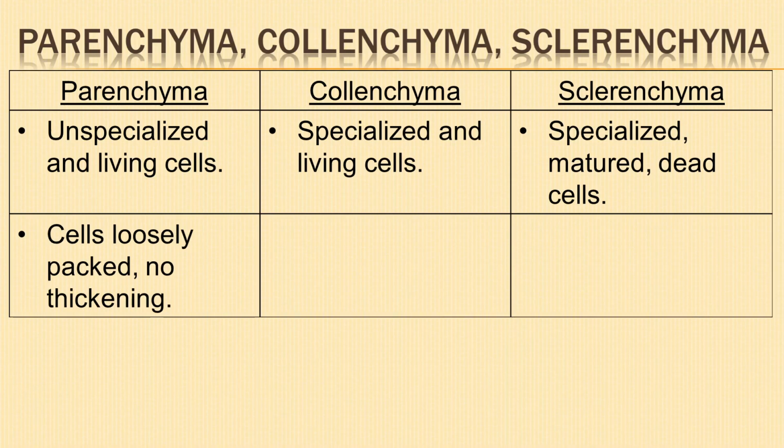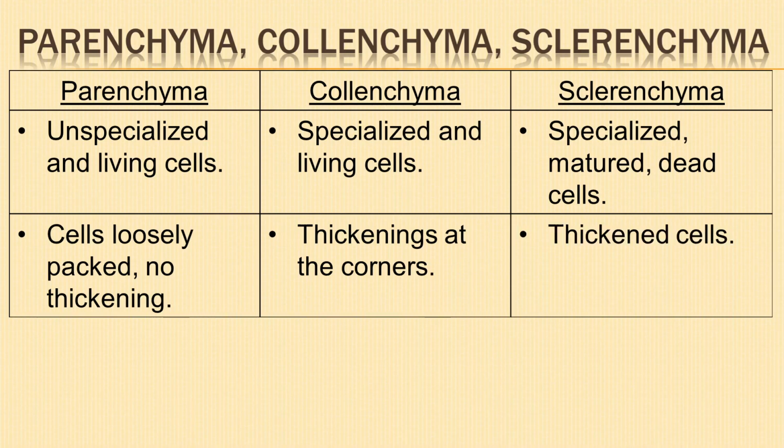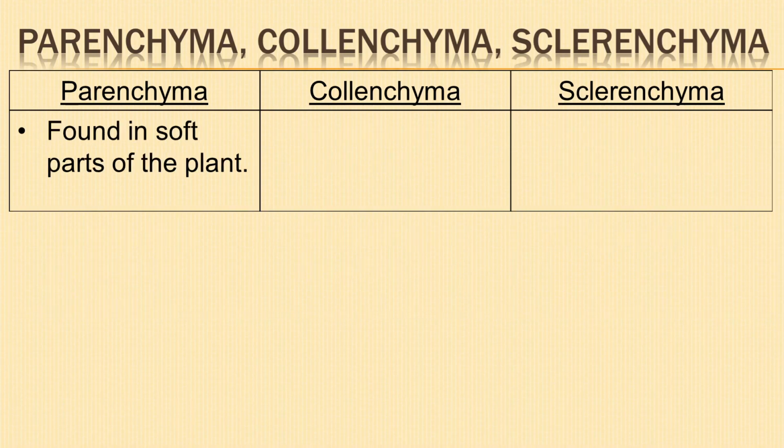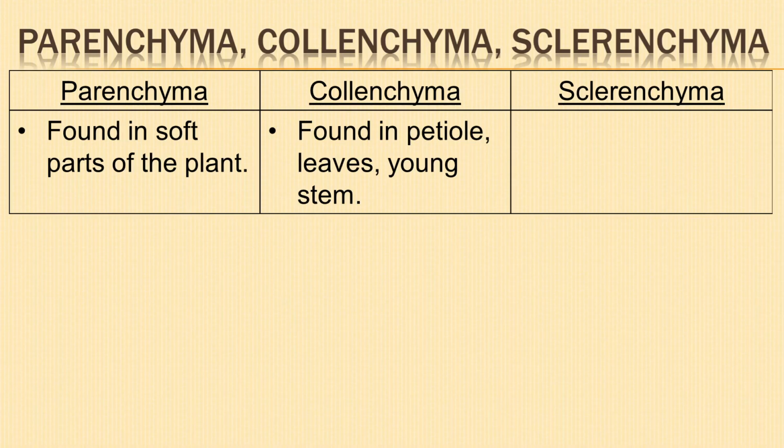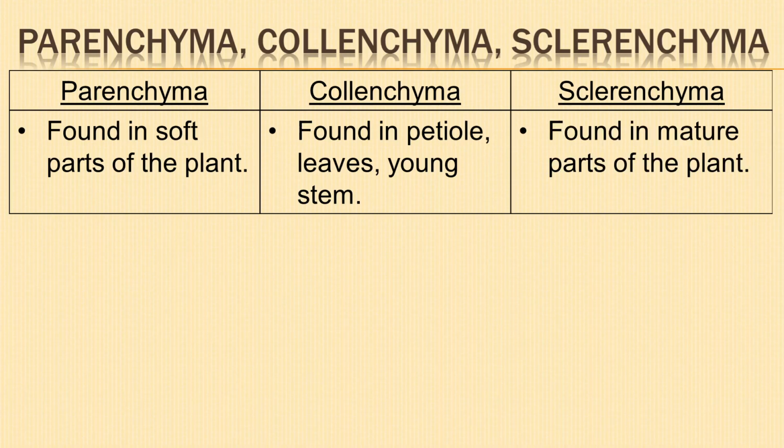Parenchyma cells are loosely packed, thickenings are absent. Collenchyma cells have thickenings at the corners. Sclerenchyma have thickened cells. Parenchymatous cells are found in soft parts of the plant. Collenchyma cells are found in petiole, leaves, young stems. Sclerenchyma cells are found in mature parts of the plant.